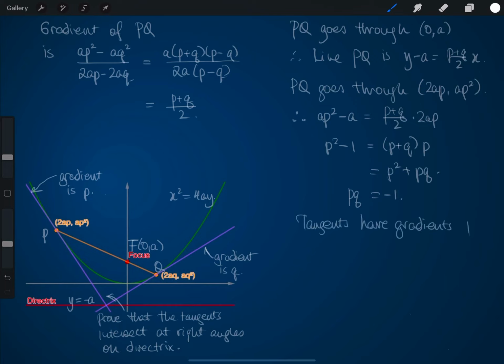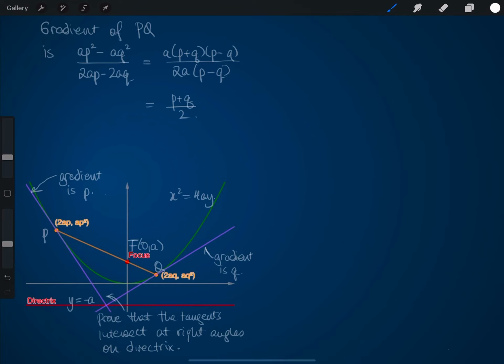And we've already figured out that the two tangents have gradients p and q. So if pq is minus 1, then the tangents must intersect at right angles. So we've done that first bit. Okay, the other thing we want to know about the intersection is whether or not it is on the directrix. So that's like finding out if the y value for the intersection is minus a.